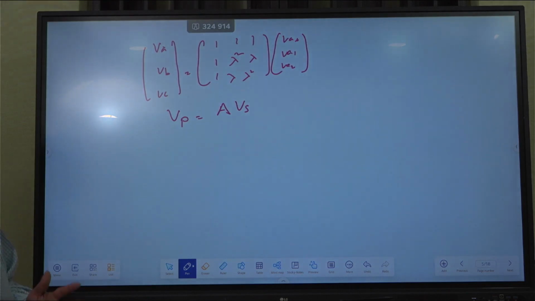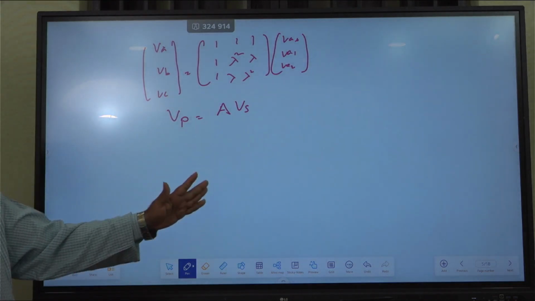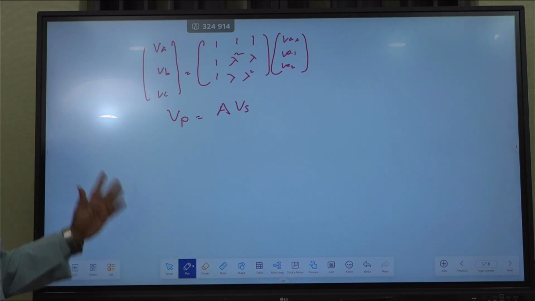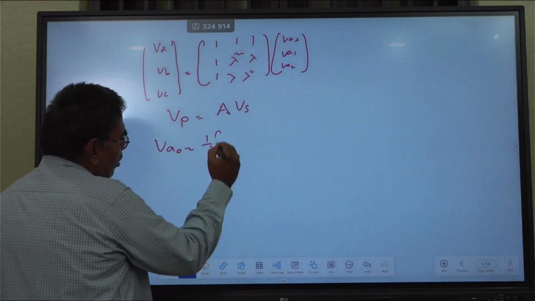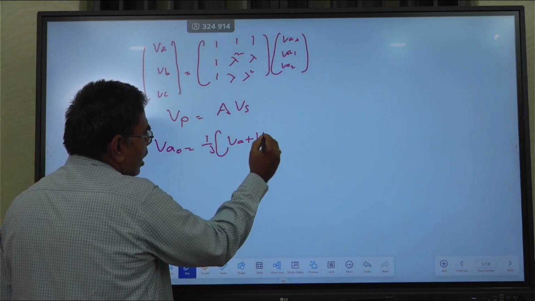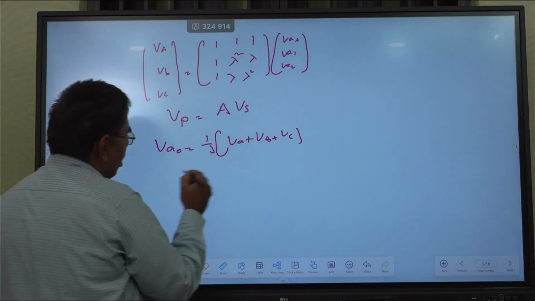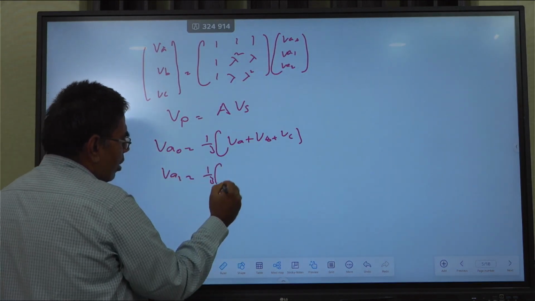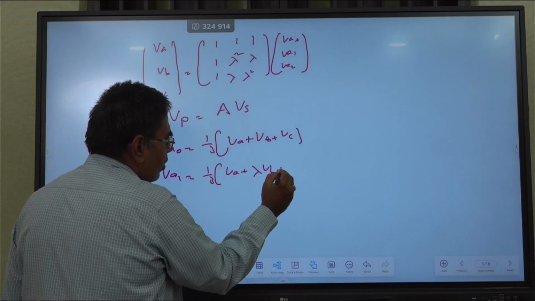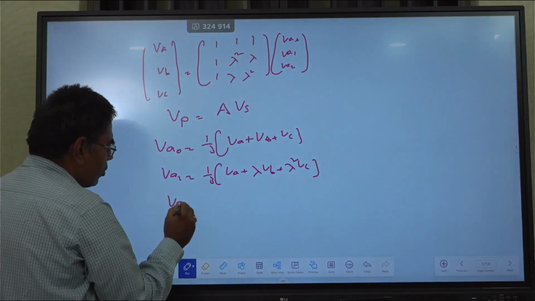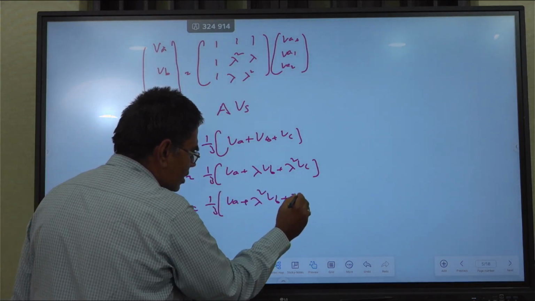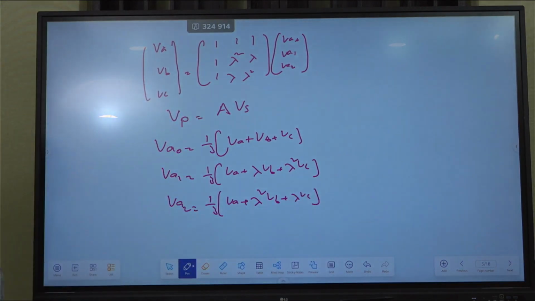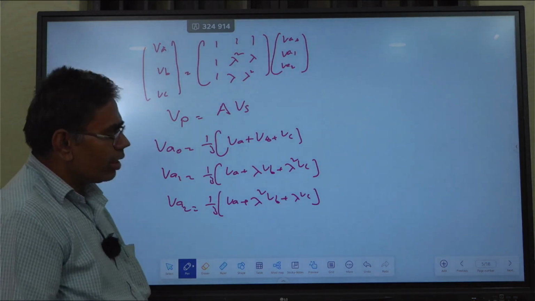If you want to find the symmetrical components in terms of the phase components, the values become: VA0 is equal to 1/3 of VA plus VB plus VC, VA1 is equal to 1/3 of VA plus lambda VB plus lambda square VC, and VA2 is equal to 1/3 of VA plus lambda square VB plus lambda VC. These two sets of equations are very important for the calculations in fault analysis, and then we go on to fault analysis.